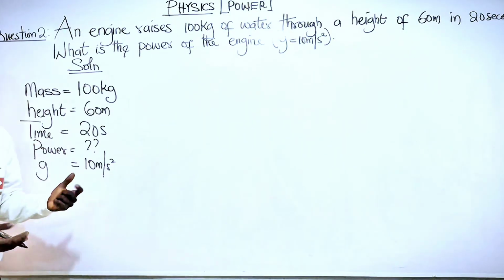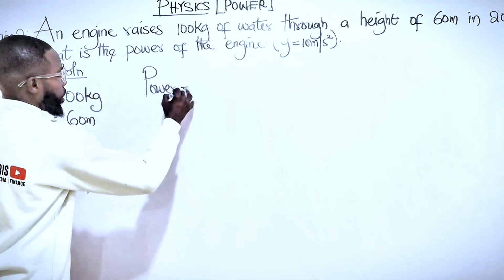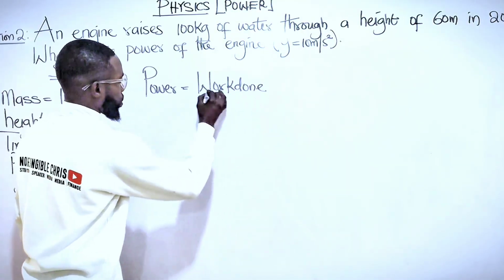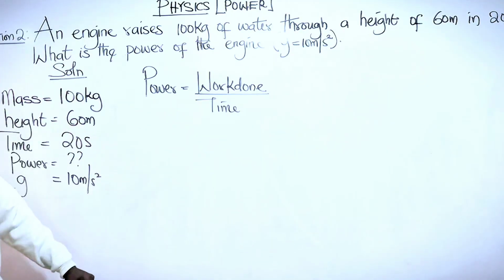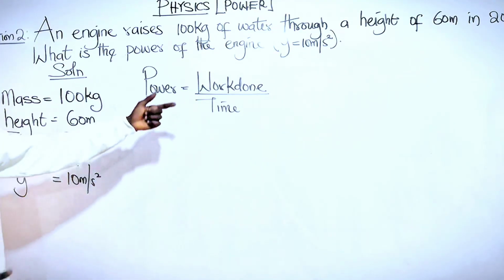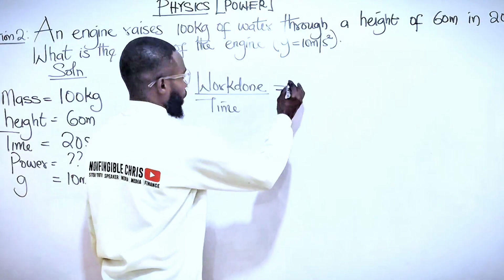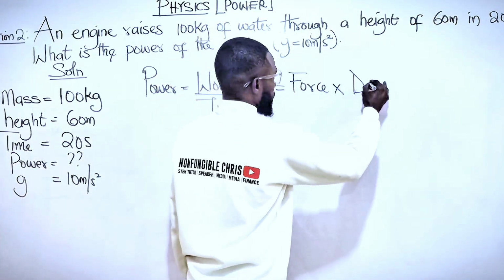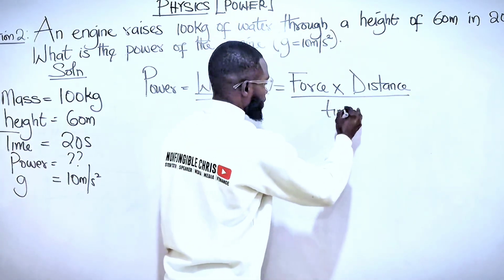So I told you the first thing to do is to get the original value of power. We know that power, like we said, is equal to work done over the time taken, right? That's what we know as the original equation for power. But then we can further work on this formula to produce other formulas as regards to the units we have here. For work done, we know that work done naturally is force times distance. That's what we said. Force times distance over the time taken.